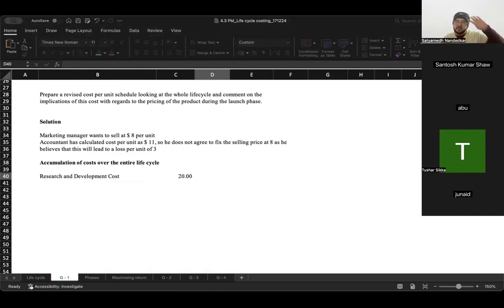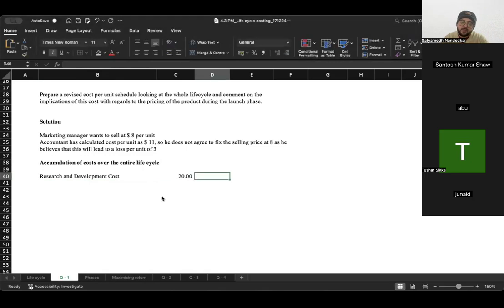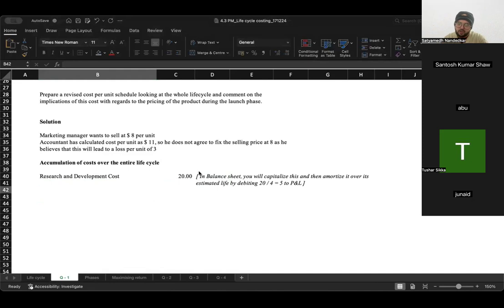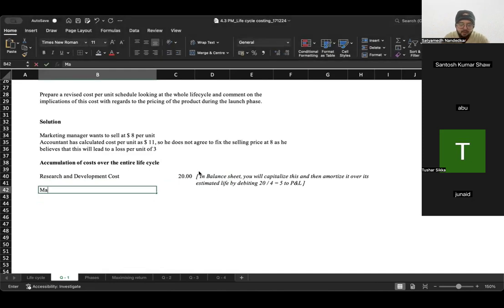See, this is costing. This is not financial reporting. In your balance sheet, you will capitalize this, you will amortize this, you will do everything correctly, but that is as per the principles of financial reporting. This is not financial reporting. This is costing. Hence, you are including the full 20. In the balance sheet, you will have everything properly.